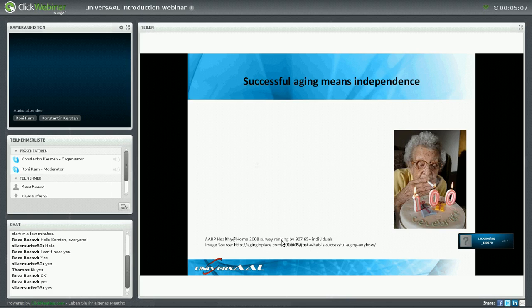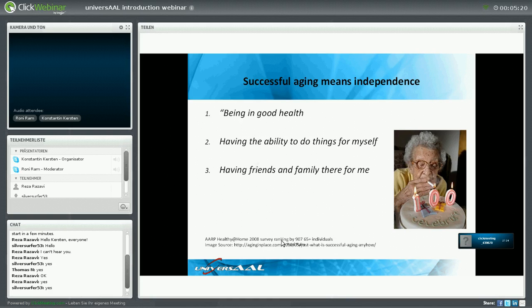If you ask seniors what is important for successful aging, these are the most important factors that will be mentioned. The first one is being in good health. The second one is having the ability to do things for myself. The third one is having friends and family there for me. And the last one is feeling safe and secure.